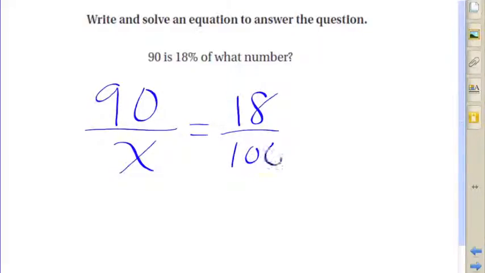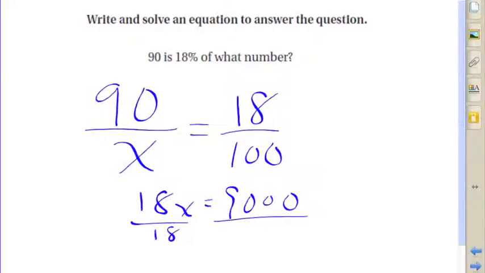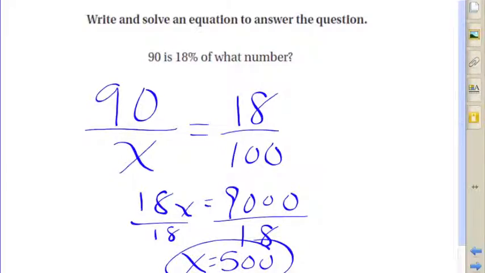All right, in this equation 90 is 18%, so they're matched up in the numerators. So we cross multiply 100 times 90, that's 9,000, and 18 times x, so 18x equals 9,000. We divide both sides by 18. This will tell us what the number is. So when you do 9,000 divided by 18, you get 500. So 90 is 18% of 500.